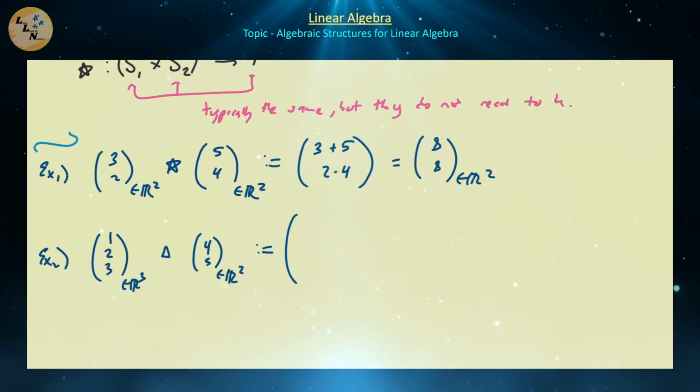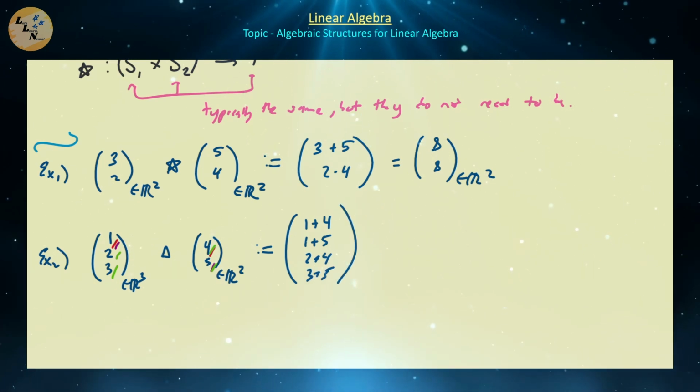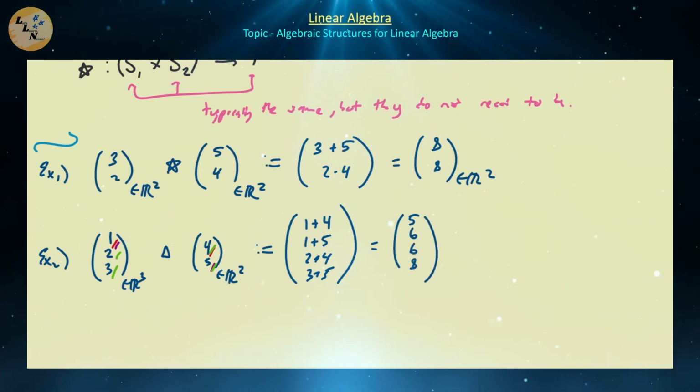Let's define this to be equal to, for example, 1 plus 4. So we're adding the first element of the first and second vector. And then 1 plus 5, so we're adding the first element with the second element. And then 2 plus 4, and 3 plus 5. You could create arbitrary elements, say A1, A2, A3, and B1 and B2, and define the general rule if you want to. So if that's the definition rule, then we have (5, 6, 6, 8) as our element, and that's of course a vector in R4. So here we have a binary operation triangle, which maps the Cartesian product of R3 with R2 into R4.